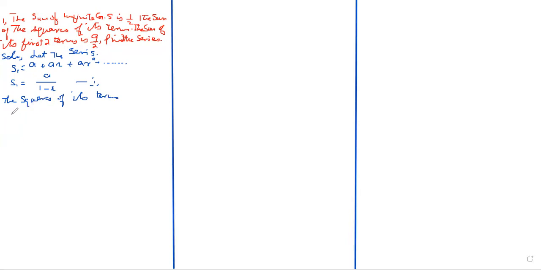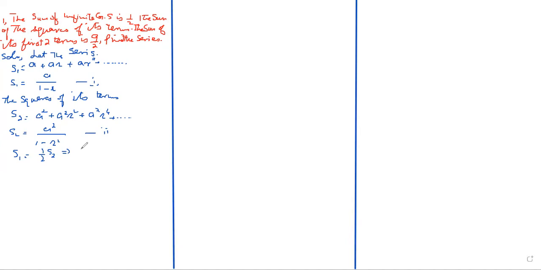We may say it's S2: A square, so the square of every term. A square R square plus A square R raised to power 4 plus so on. And S2 equals A square over 1 minus R square, everything square. Let's say it's number 2. And we know that S1 is half of S2.